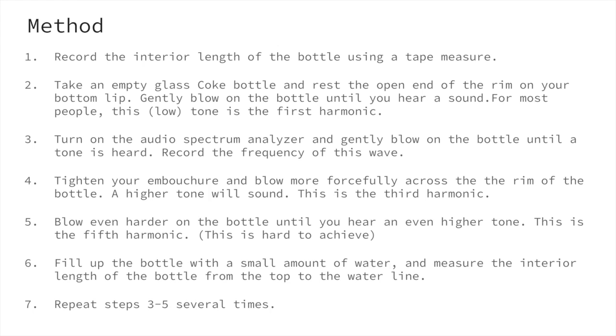If you tighten your embouchure and blow more forcefully across the rim of the bottle, you might be able to produce higher tones like the third and fifth harmonic. The next video will demonstrate the fifth, third, and first harmonic respectively for one tube length.